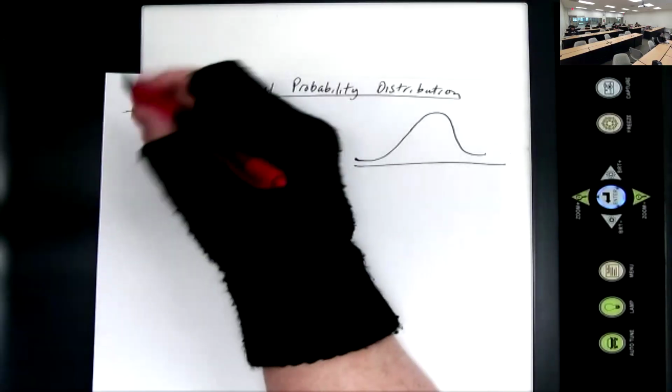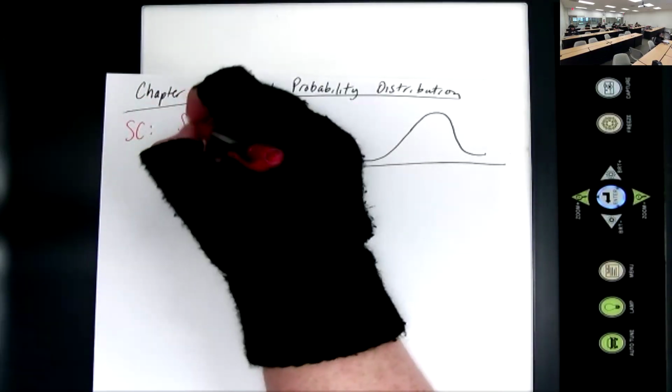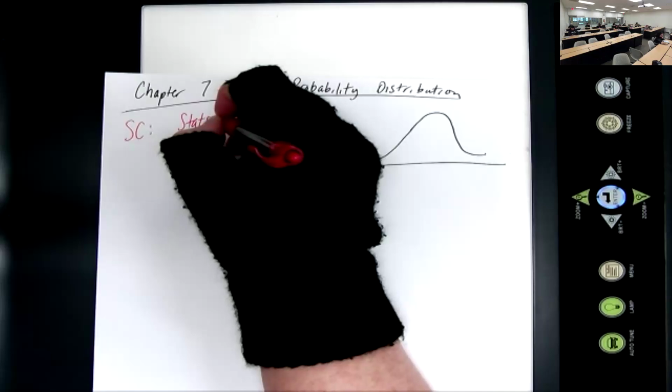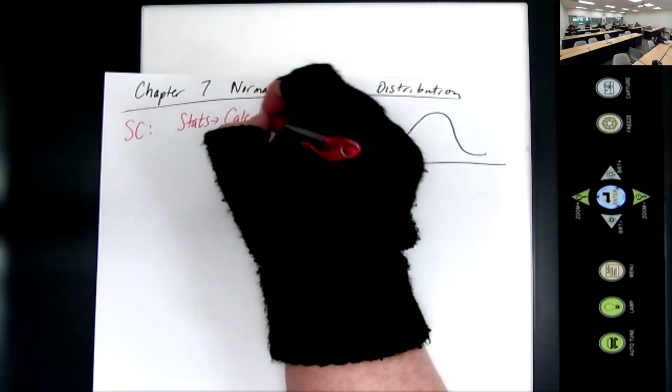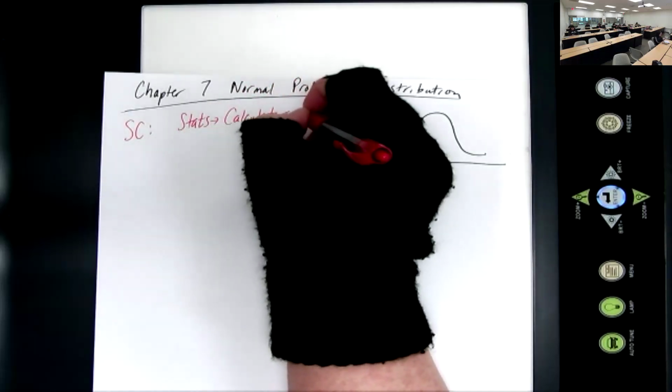Straight up gate, stack crunch stats, calculators. Normal.